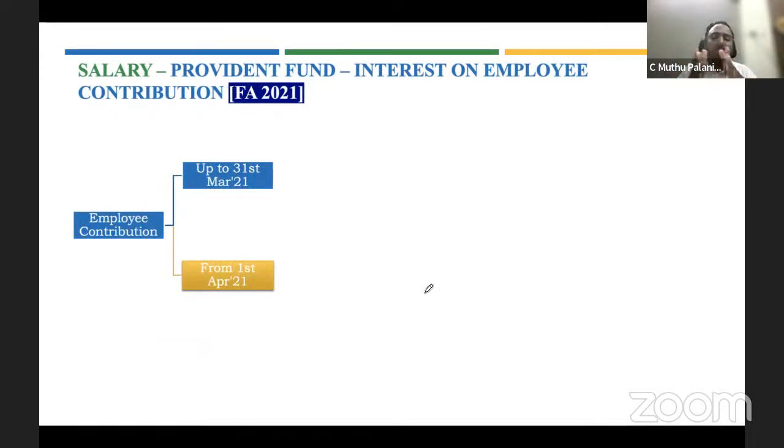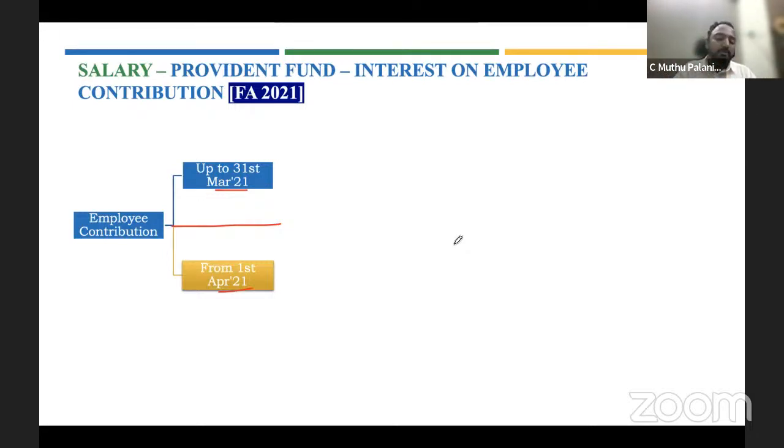So couple of years. What you are studying now is Finance Act 2022, and what we are saying is Finance Act 2021. What they say is to split the employee contribution into two. One is till March 2021, another is from 1st April 2021. So till financial year 2021, whatever interest is there, you can take it as it is. Anything apart from 31st March 2021 will automatically be covered under the new provision.